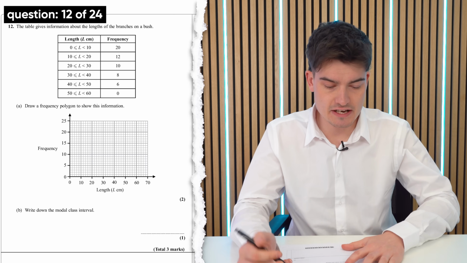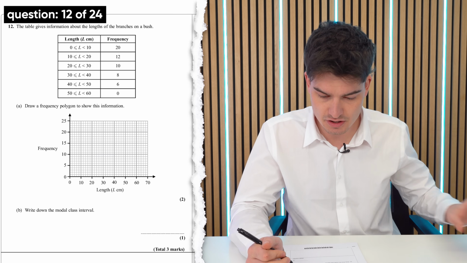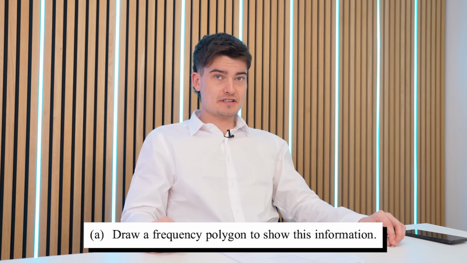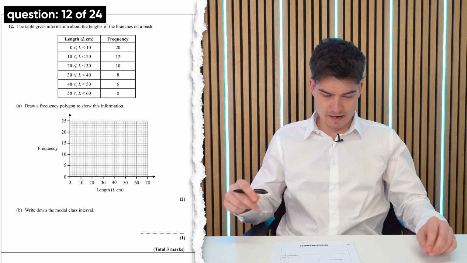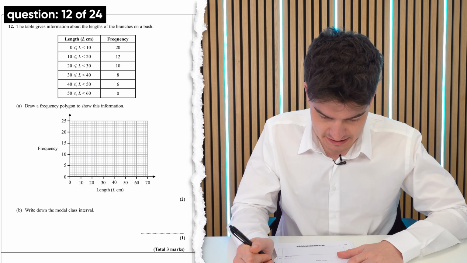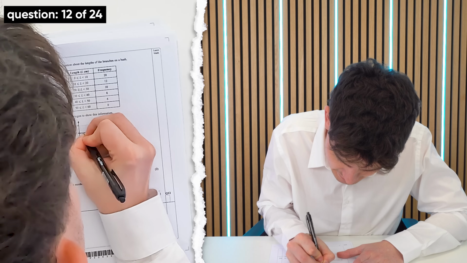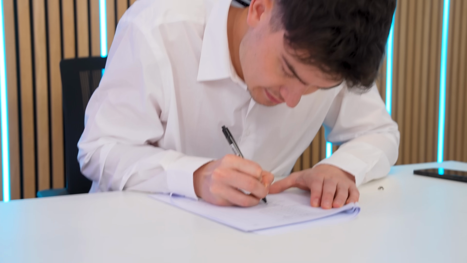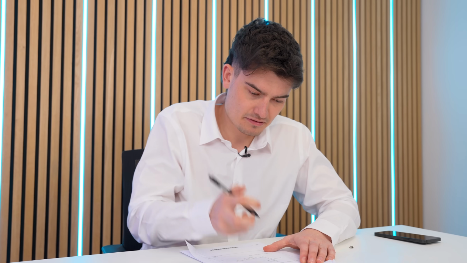This table gives information about the length of the branches on a bush. What a fascinating table. Draw a frequency polygon to show this information. So I'm going to just plot it. It's going to be like a bar chart, I reckon. Yeah, we're gonna do this. This is what we're gonna do. That's a frequency polygon.